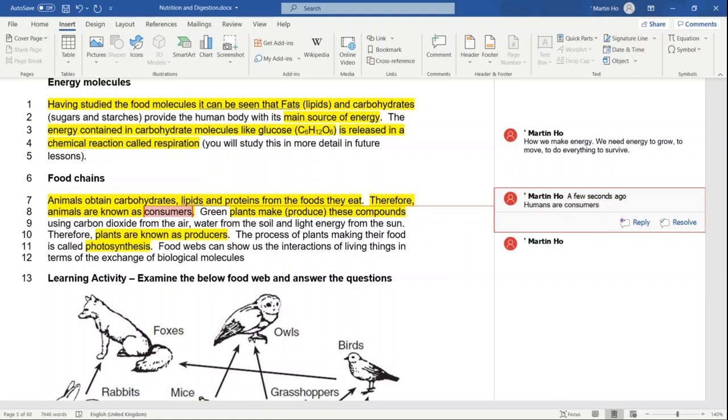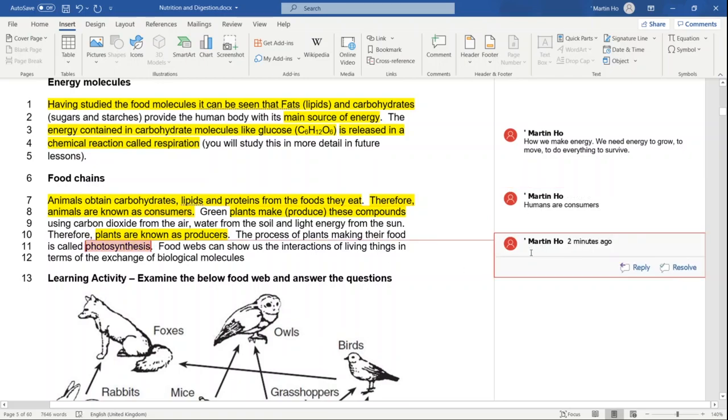We buy our food from the store, yes, but we are eating other living things in order to get the nutrition we need and be able to survive. On the opposite, green plants make or produce these compounds using carbon dioxide, water, and light, and therefore we call them producers. They produce their own food. The process in which they make their own food is called photosynthesis, and it's how plants make their food using sunlight.